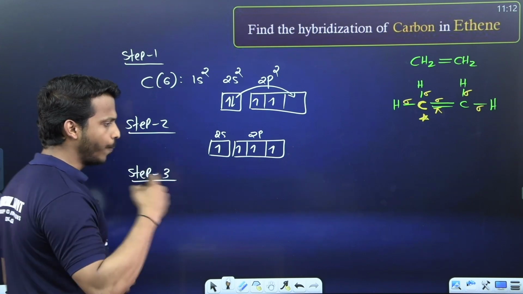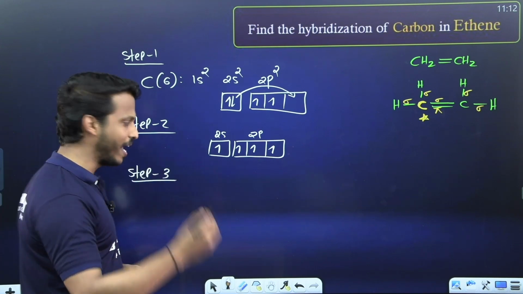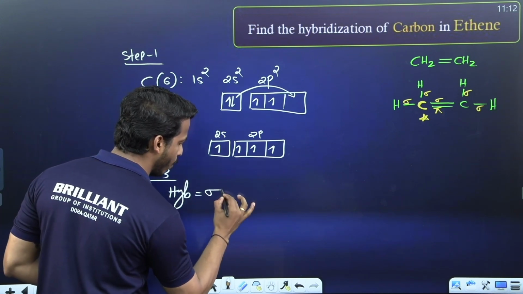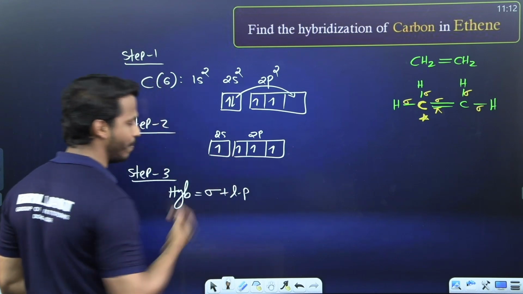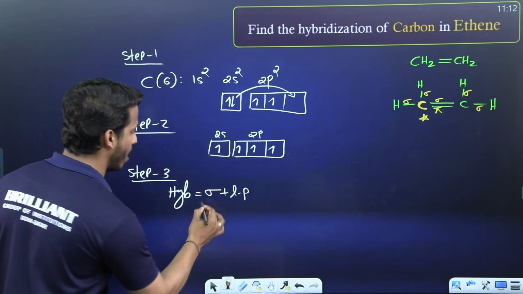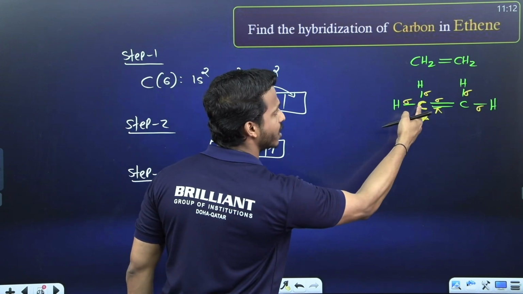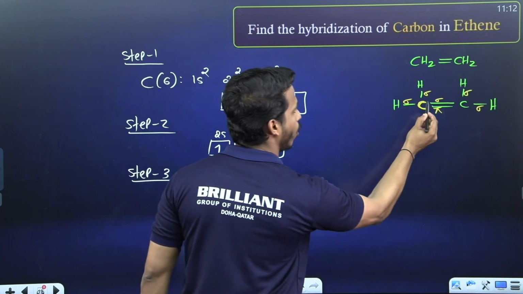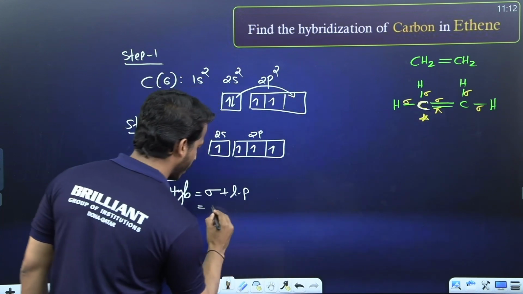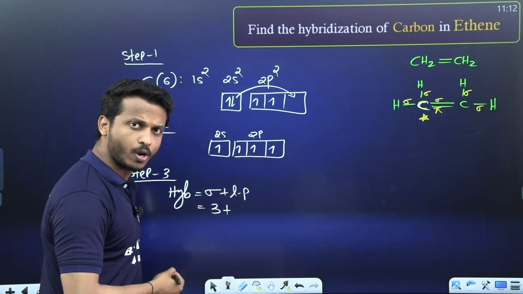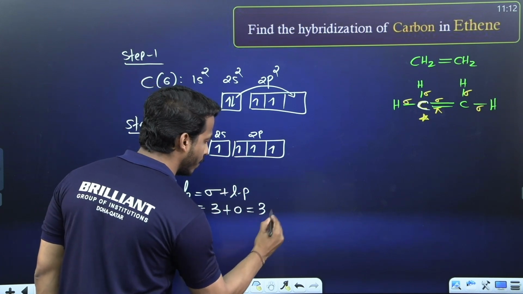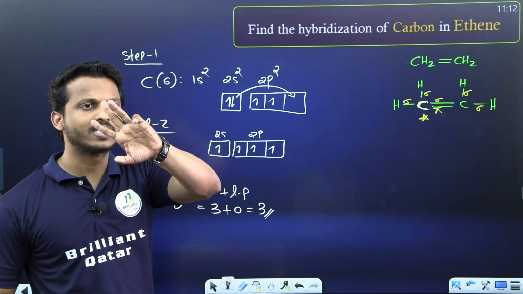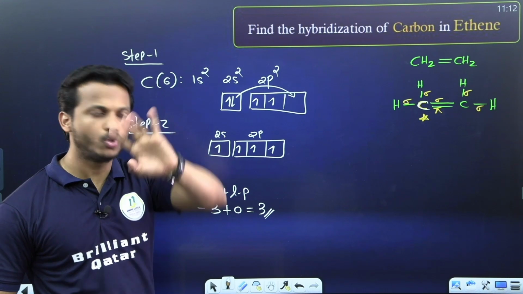What is step 3? Hope you remember, step 3 is the calculation of hybridization. Hybridization is calculated by the sum of sigma bonds and lone pairs. How many sigma bonds on this carbon? Don't count the overall sigma bonds, only on that carbon. 1, 2, 3. 3 sigma bonds plus, is there any lone pair on carbon? No. So what is the total sum? 3. If the total sum is 3, what is the hybridization? sp2. Right.